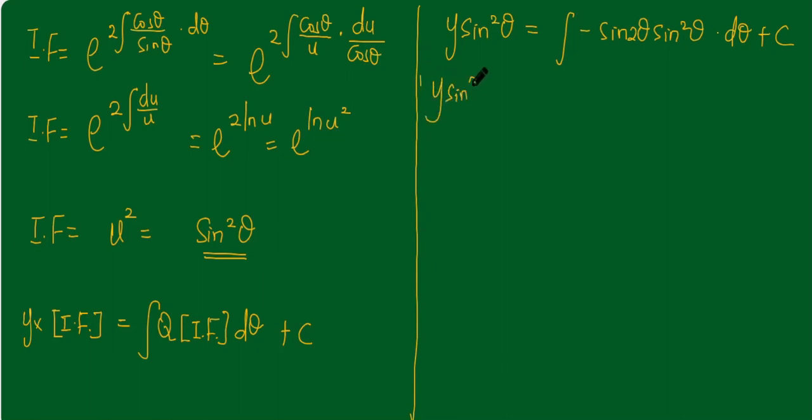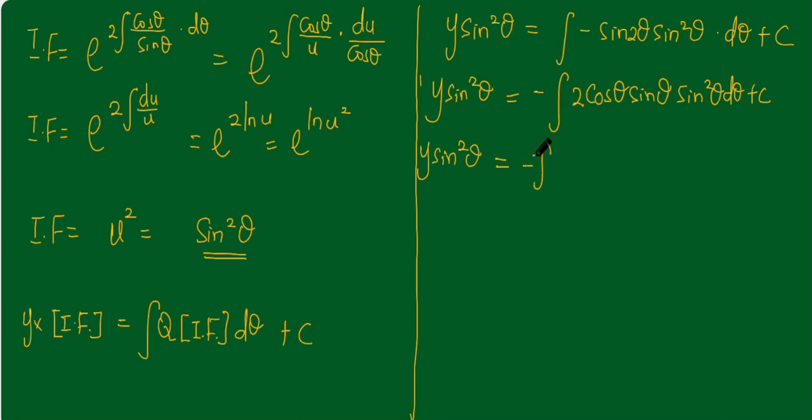y sine square theta will be equal to minus integral of, we know sine 2 theta to be equal to 2 cos theta sine theta, then multiplied by sine square theta d theta plus c. So we have y sine square theta to be equal to minus 2 integral of cos theta sine cube theta d theta plus c.